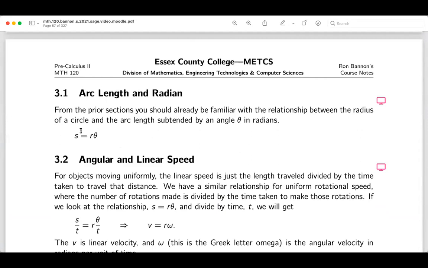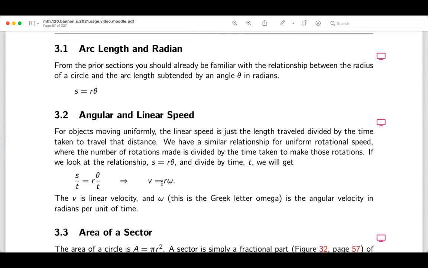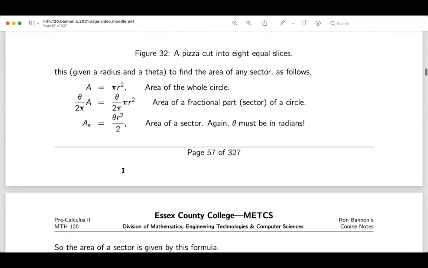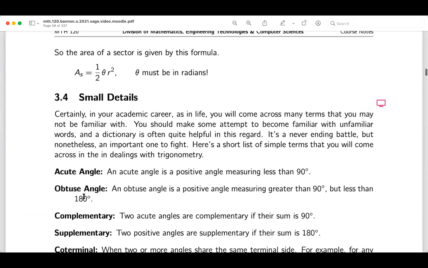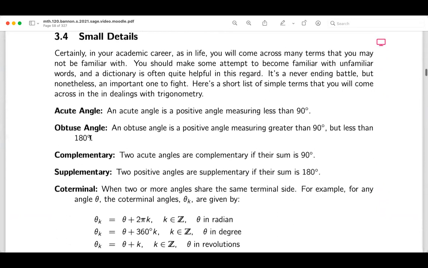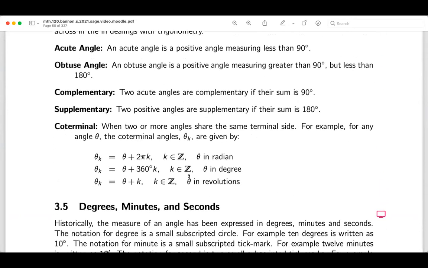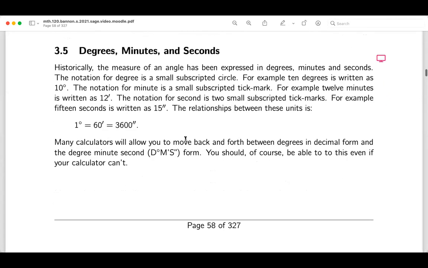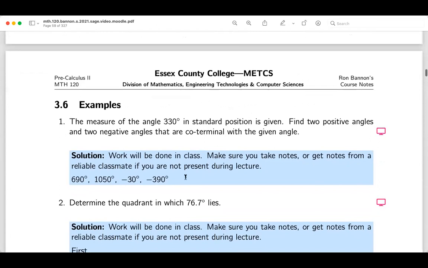You know, this business over here. We did angular and linear speed. We did area of a sector. We did some small details about some names that are going to be used: acute angle, obtuse angle, complementary, supplementary, what coterminal means. We talked about degrees, minutes, seconds, and how to convert back and forth between them. And then we went through a bunch of examples.